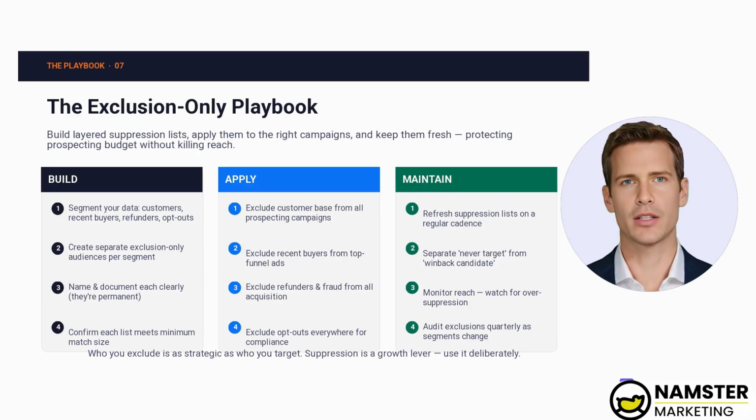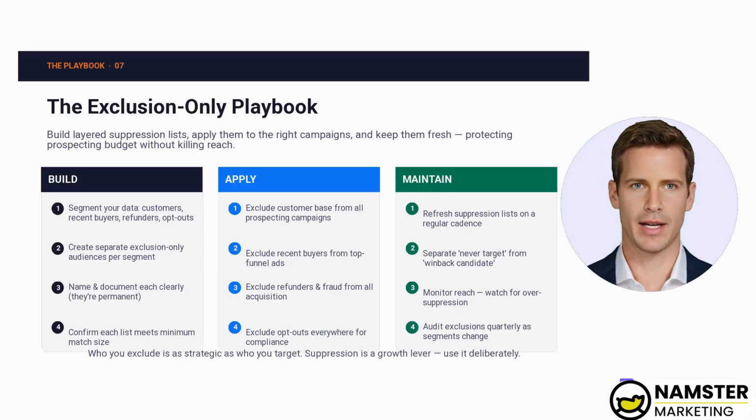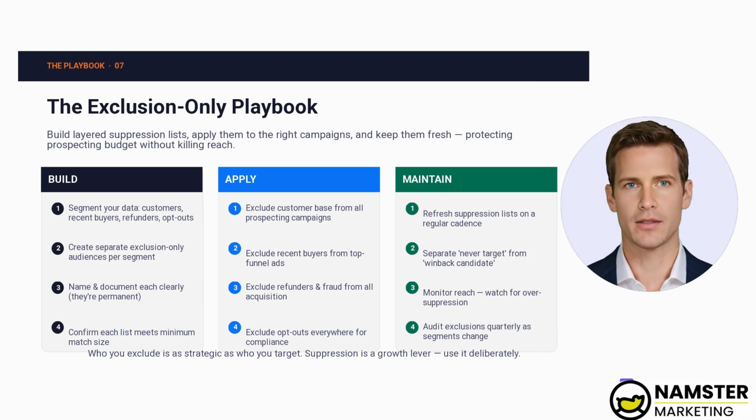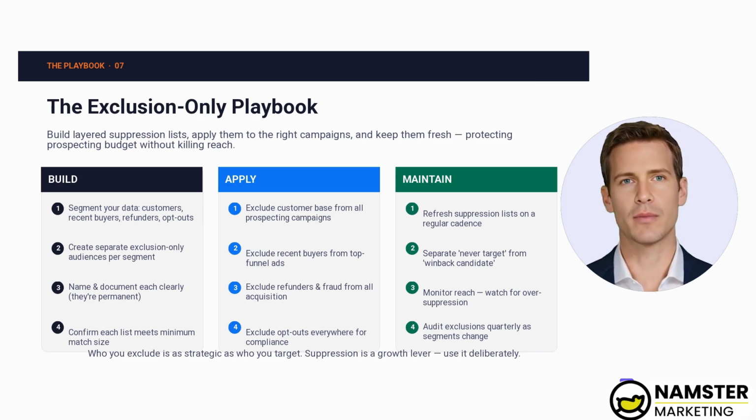To conclude, let's look at the exclusion-only playbook. The process is simple. Build, apply, and maintain. Start by segmenting your data and creating separate audiences for each, ensuring they meet minimum match sizes and are clearly documented. Next, apply these layers to the correct campaigns, focusing on acquisition efficiency and compliance. Finally, maintain your strategy by refreshing lists and auditing them quarterly as your customer segments change.